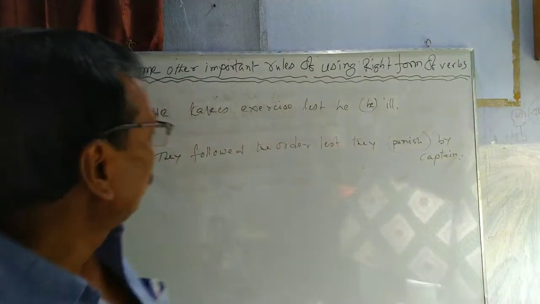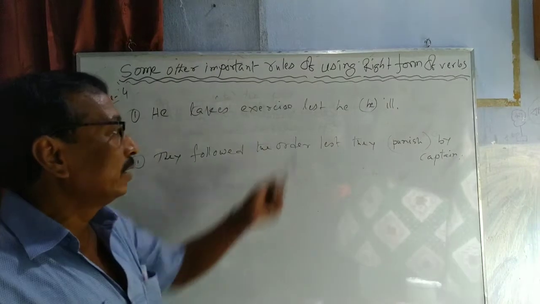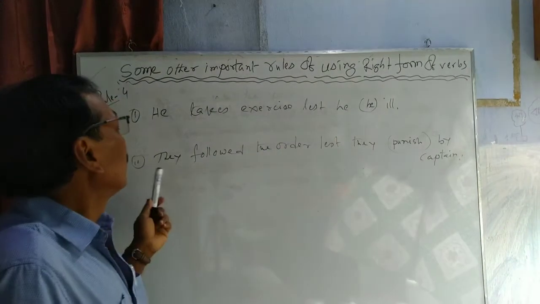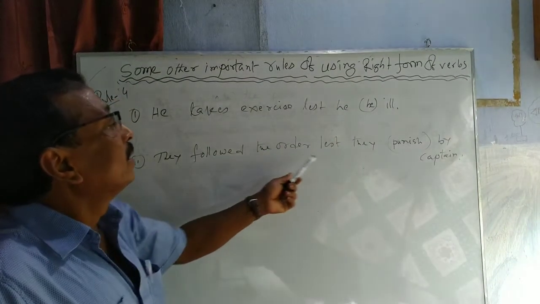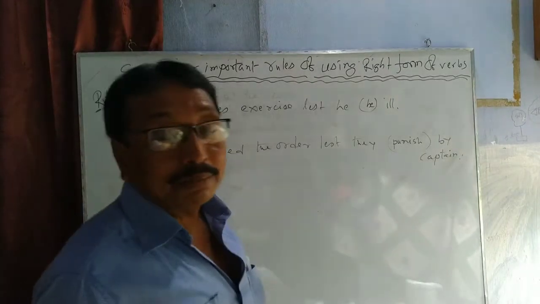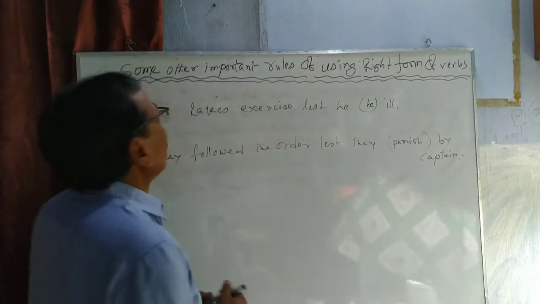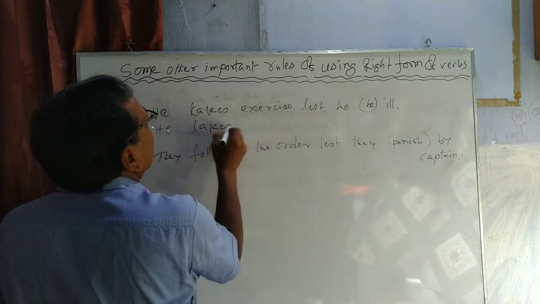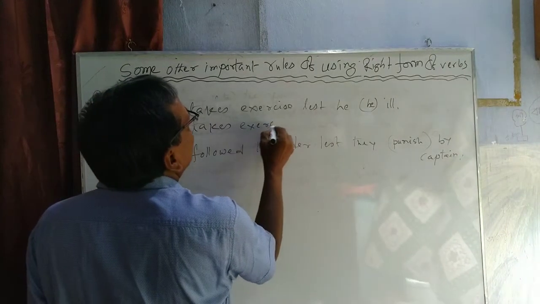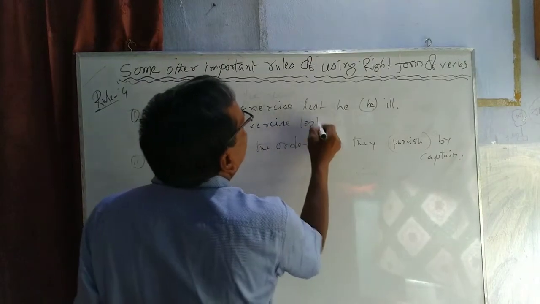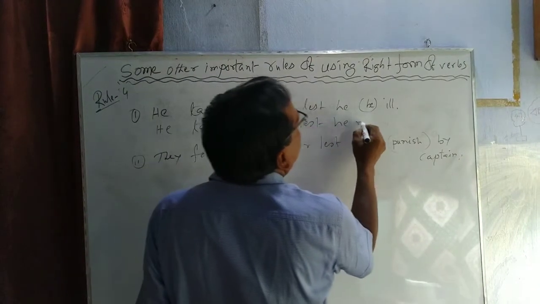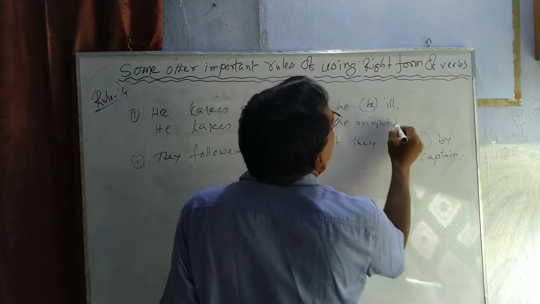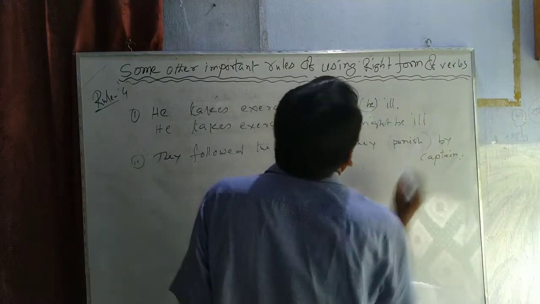In these two sentences, you see, he takes exercise lest he be fall ill. They followed the order lest they punished by captain. So he takes exercise lest he might be ill.